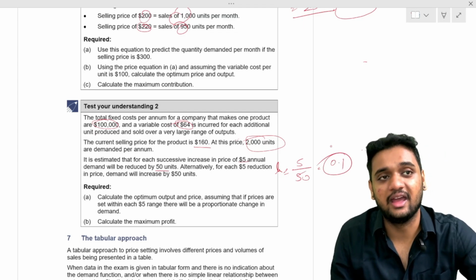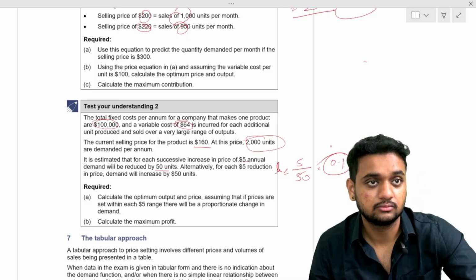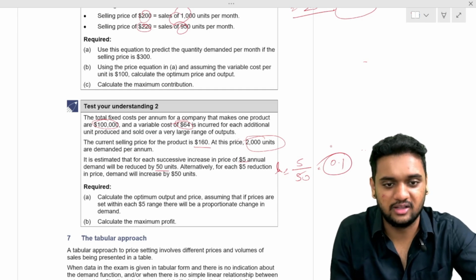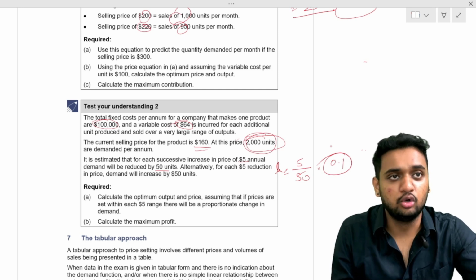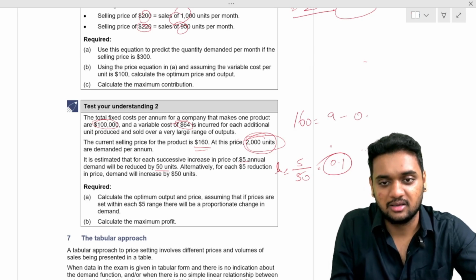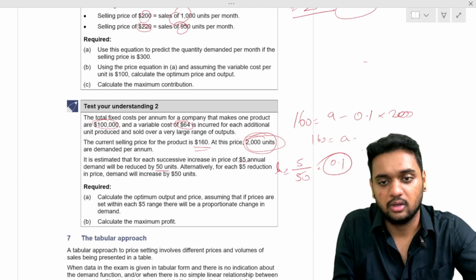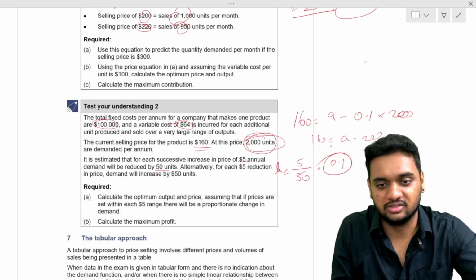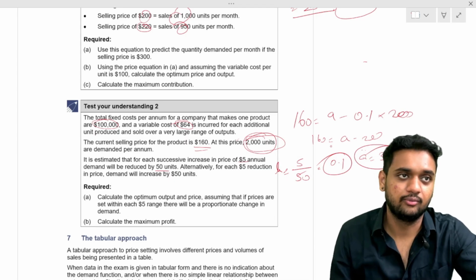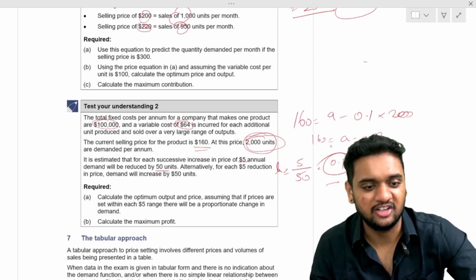With this, how will you find A? We have B. Now, how will you find A? We have one equation; for A, one equation is more than enough. Selling price of 160, we will sell 2000 units. So P is equal to A minus BQ. 160 is equal to A minus 0.1 into 2000 units. So 160 is equal to A minus 200. This goes this side, that comes this side. A is equal to 360. Understood, all of you? So B is 0.1 and A is 360.